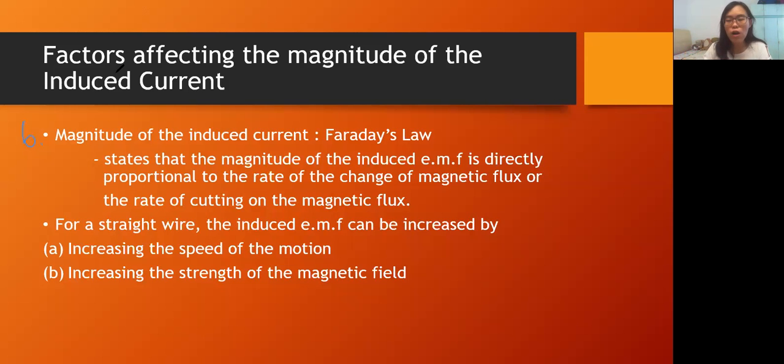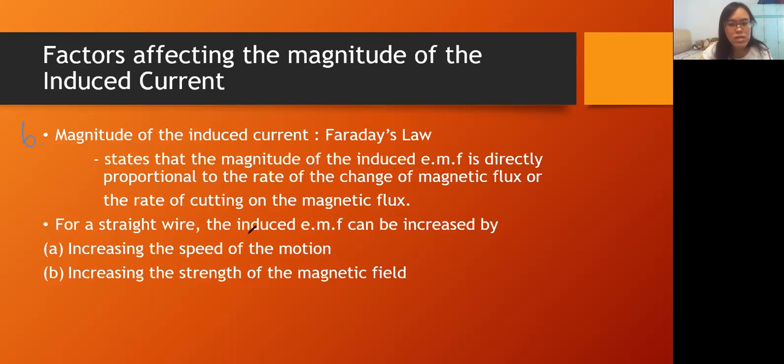So for a straight wire, the induced EMF, or we call it induced current, can be increased by increasing the speed of the motion, which means that the straight wire, you move faster. You move faster, then it will cut more frequently, then it will produce a greater magnitude of the induced current. Or by increasing the strength of the magnetic field. How can you increase the strength of the magnetic field? We have learned before in 3.2 already.